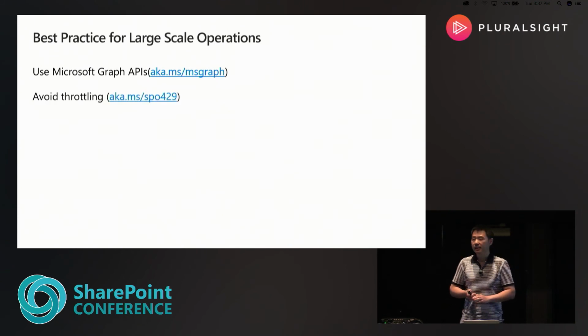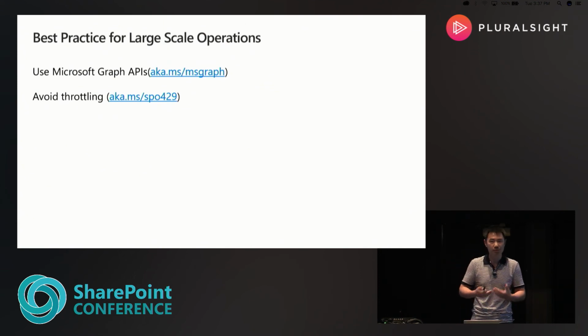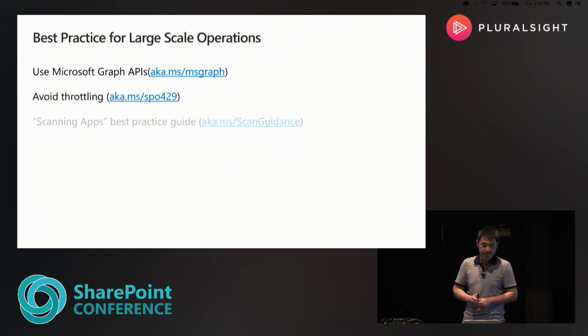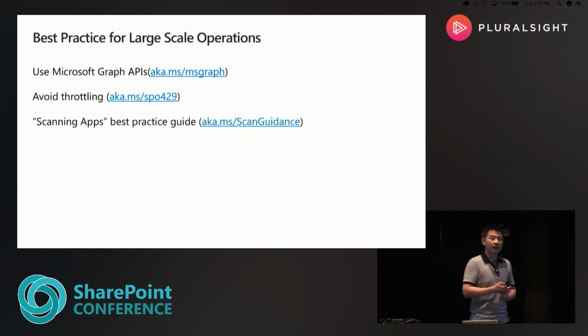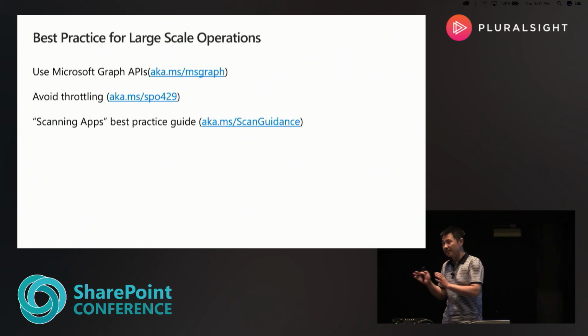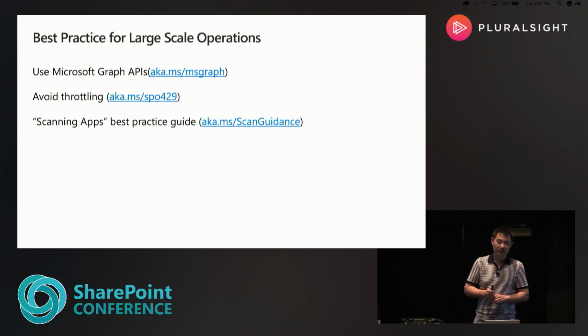We have guidance to help apps avoid throttling: how to handle throttling in different situations, what the app should do, what you should optimize in your application versus what the service holds itself accountable to improve. As mentioned earlier, we have scanning guidance. This guidance talks about different patterns and the best pattern to scan data at large scale. You will learn a lot of behind-the-scenes story from this guidance. Please take a look if you design a large scan application.